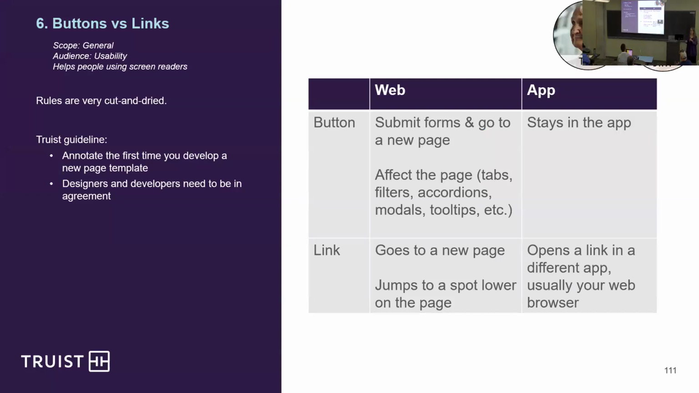Buttons versus links. What is a button and what is a link is very cut and dried. The rule is different for web and for app. So for web, buttons submit forms and go to a new page, or they affect the current page. They switch tabs, they apply a filter, they open and close an accordion or a modal or tooltip. Links go to a new page, or they jump to a spot lower on the page. In a native mobile app, a button stays in the app, and a link leaves the app and goes to a web page.